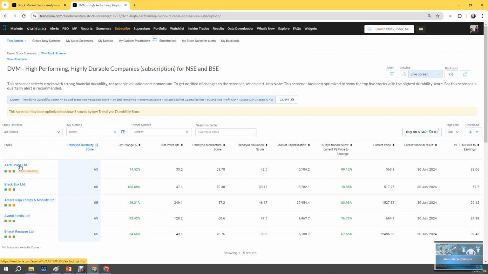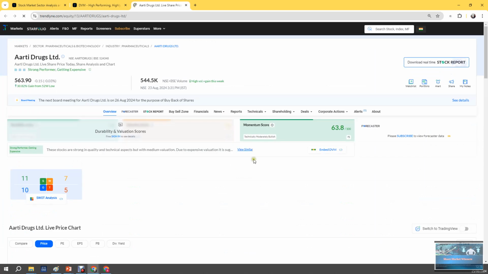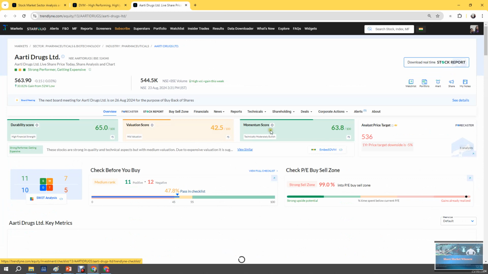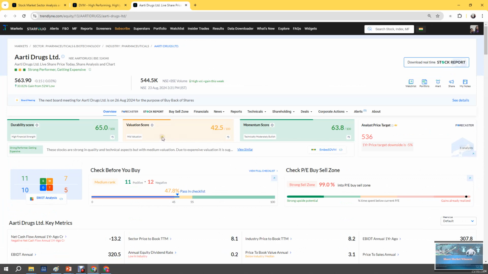So Harthi, if you click on that R3 drugs, it will take you to a screen where you'll be able to know further details about that particular stock. Okay, so the momentum score, valuation score, and the durability score. All these details are available here, based on which they are giving the analyst price target, which they have set is 536. So the 1 year downside which they are seeing forecast, that's nothing but a forecaster rating.